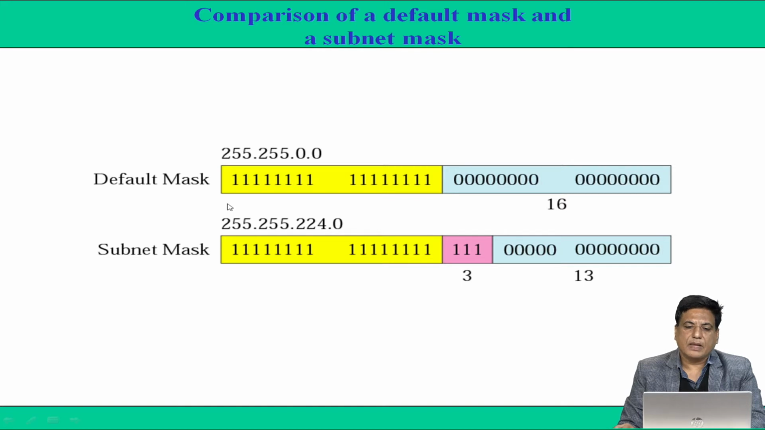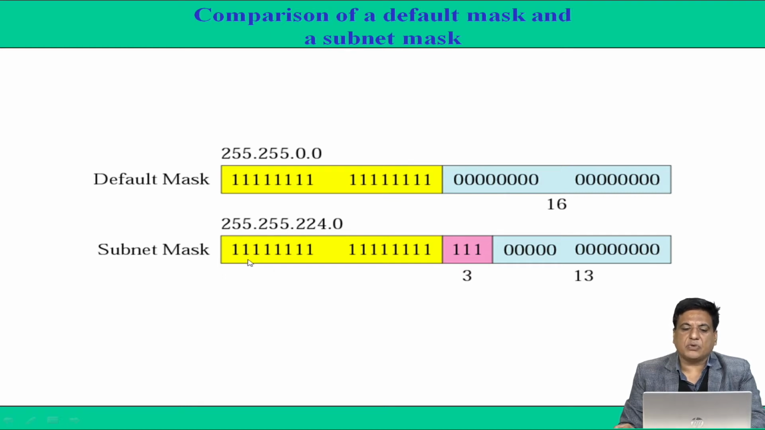Default mask. Here we are taking the example of class B. In class B, our default subnet mask is 255.255.0.0. If we have an IP address of class B and the default mask of class B, it means we are not performing any subnetting.